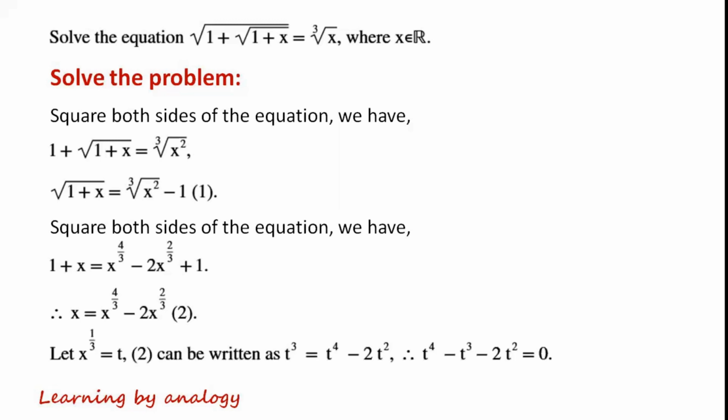Let x to the power of 1/3 equal t. Equation 2 can be written as t to the power of 3 equals t to the power of 4 minus 2t squared. By rearranging this equation, we have t to the power of 4 minus t to the power of 3 minus 2t squared equals 0.